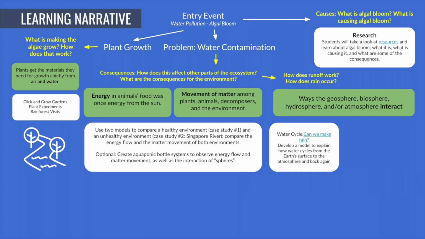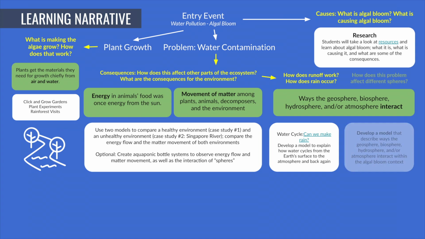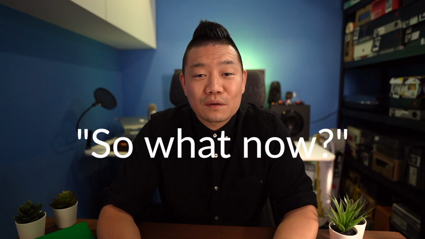At this point, students have already learned about one of the Earth's spheres, the atmosphere. Now students can zoom out and see how the geosphere, biosphere, hydrosphere, and the atmosphere interact within the algal bloom context. So what will the students do with all their new learnings? It's the "so what now" part of the unit.